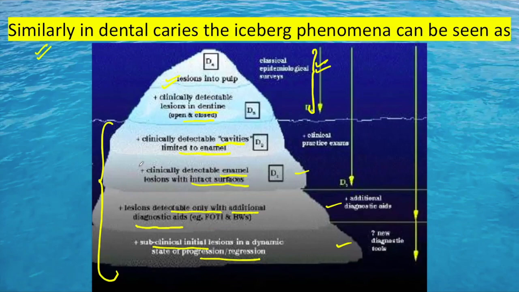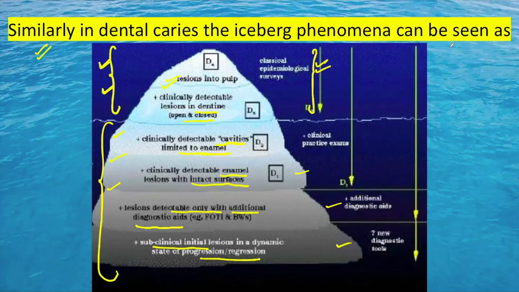Clear? So we can see that the iceberg phenomena in diagnosis of dental caries means the hidden part of the iceberg shows subclinical, incipient, and initial carious lesions which are mostly restricted to enamel only. Fine. But if they are left untreated, unnoticed, or they are not taken seriously by the patient or the doctor, they lead to clinically detectable lesions involving dentine and pulp.